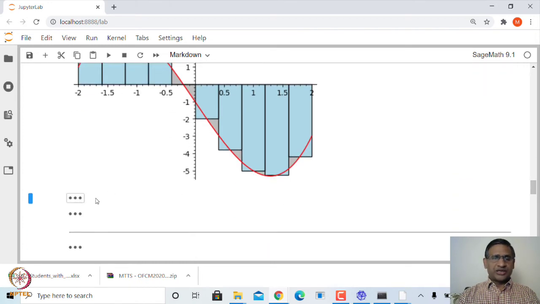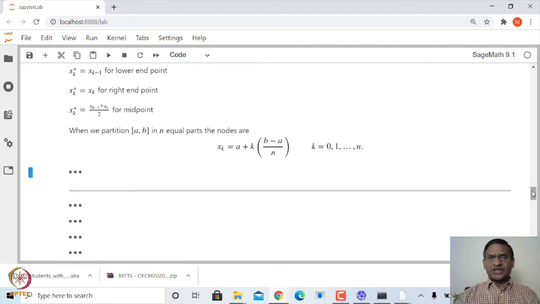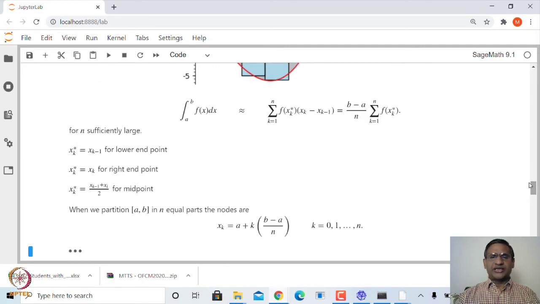Let us now define this integral, which is called the Riemann integral. We are approximating the integral of f(x) from a to b by means of this sum of the areas of rectangles, where f(x star) is the height and this is the width. If you are dividing the interval into n equal parts, the width is (b minus a) by n, and this is the height. So, this is the formula, right.